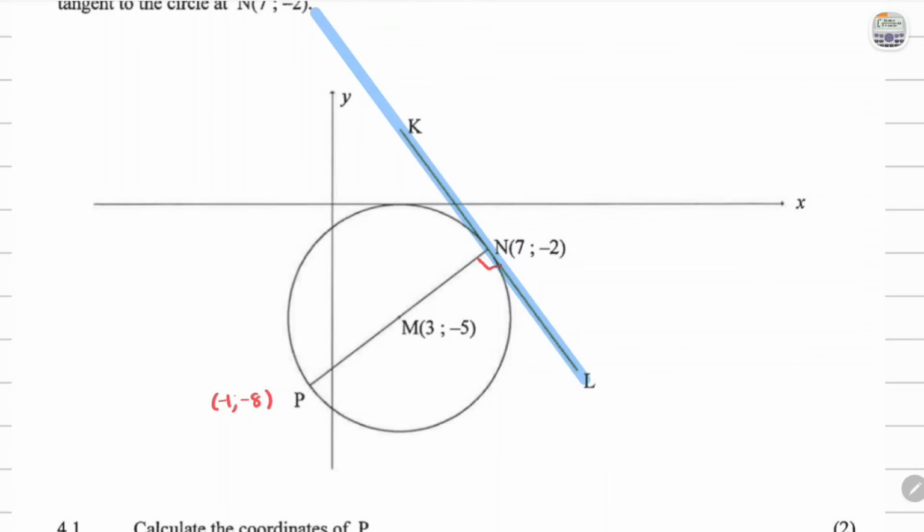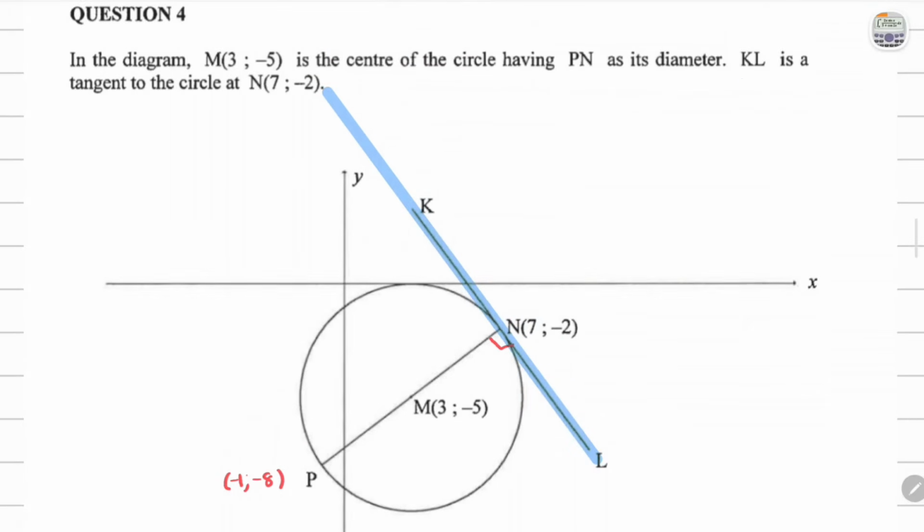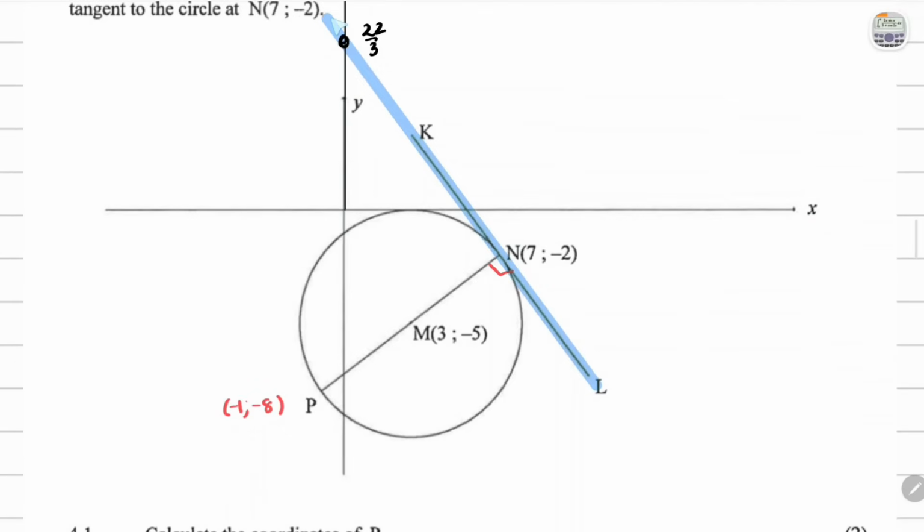So it intersected with the y-axis at positive 22 over 3. So over here, yes, that's 22 over 3. And we need to ensure that it is a secant, not a tangent.